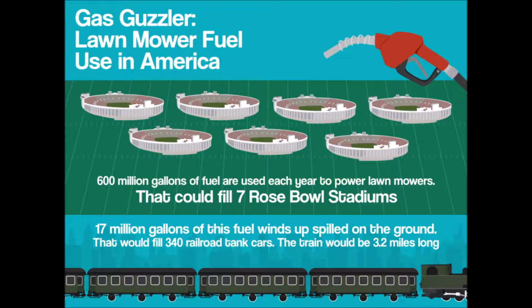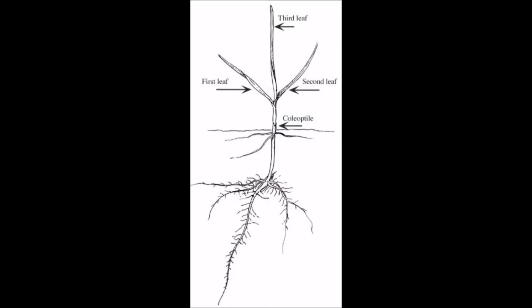600 million gallons of fuel is used to cut grass every year in the U.S. It is estimated that lawnmowers are responsible for 5% of the nation's air pollution. Beyond lawnmowers, the core problem of turf grass is the very short roots that it has. As you can see, most turf grass roots are only 1 to 2 inches deep.